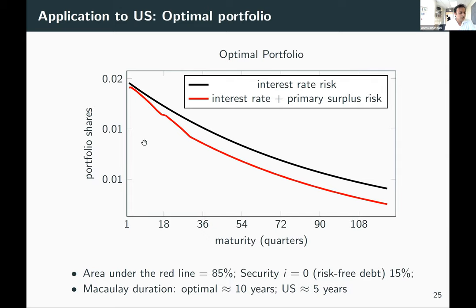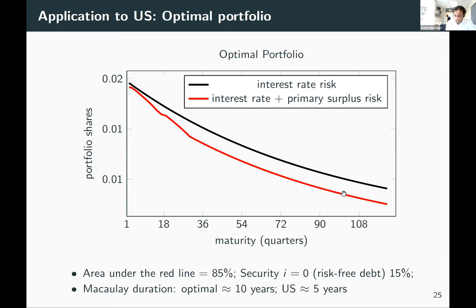Let me focus on the red line, which is the optimal portfolio. And the gap between the red and the black line is the contribution which comes from primary surplus risk. So the black line is the exponentially declining portfolio which hedges the interest rate risk. The area under the red curve is about 85%, which means that our optimal portfolio says that you should deploy debt 15% in the risk-free debt and 85% according to this shape.